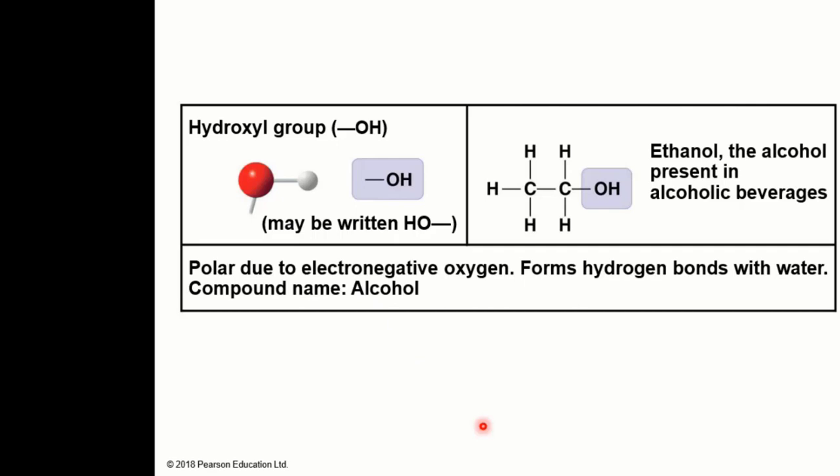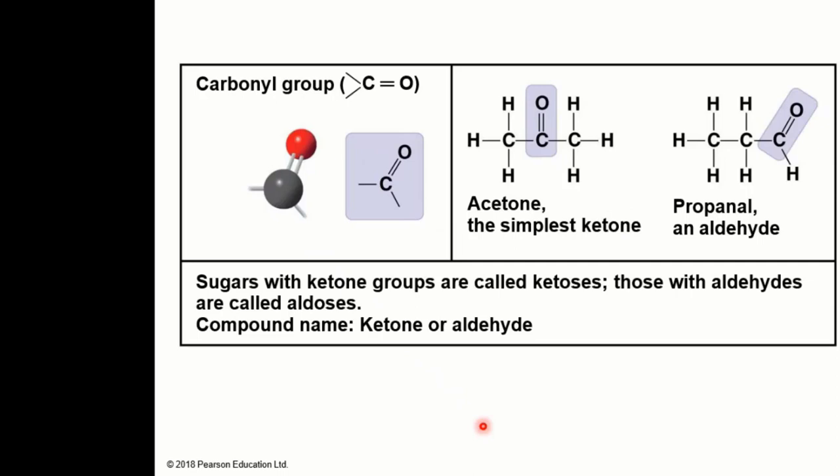It's pretty much diluted, because if you drink pure ethanol, it will be harmful to most of you. Another group is the carbonyl group, an example of which is acetone, the simplest form of ketone, and also propanal, an aldehyde. We're talking about sugar products with ketone groups, which are called ketoses, and those with an aldehyde, which are called aldoses. The compound name is ketone or aldehyde.